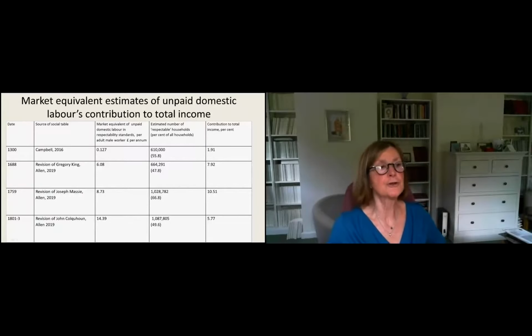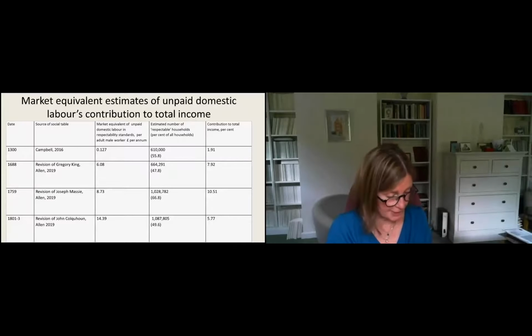If we then go to the social tables, and these are famous social tables, Gregory King, Joseph Massey, Campbell's medieval social table, and we try and identify the number of respectable households in society, we can then multiply the market equivalent of the unpaid labour in respectability standards by the number of respectable households and look at it as a contribution to total income. So this represents a first guesstimate of the contribution to total income of unpaid domestic labour.